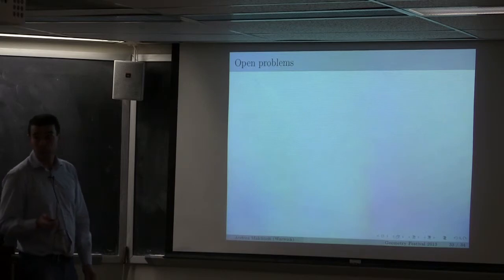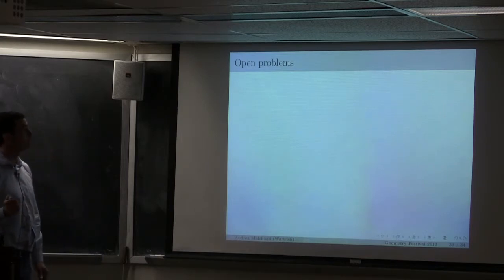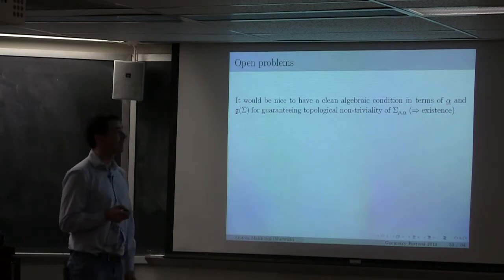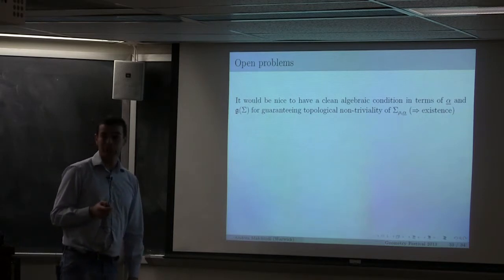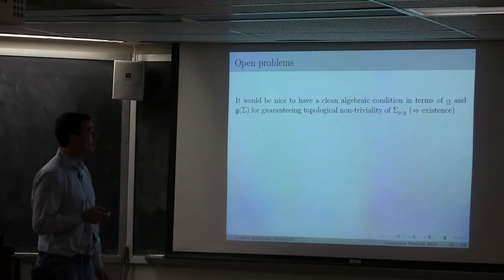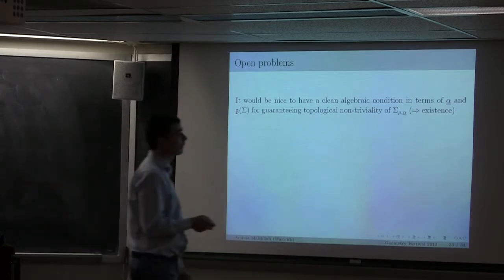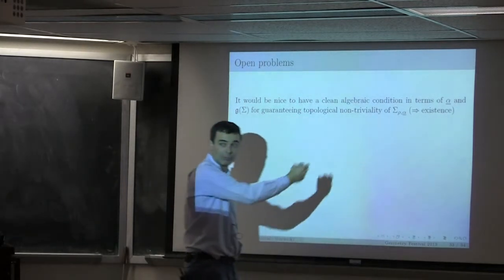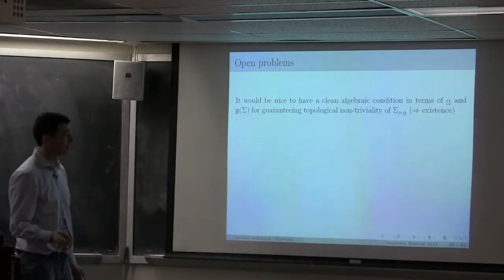I would like to conclude with some open problems. As I said, it would be very nice to have a clean algebraic condition in terms of the divisor and of the genus of the surface to guarantee actually the non-triviality of this set of measures, which by our theory leads to existence.